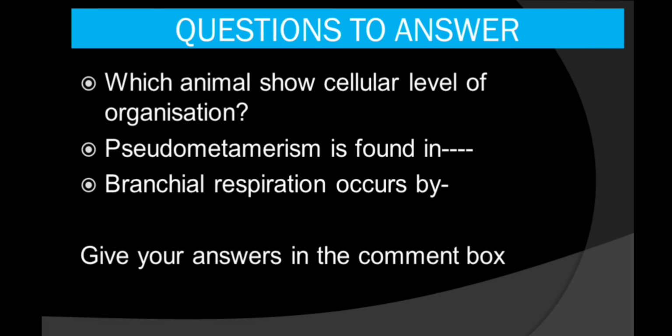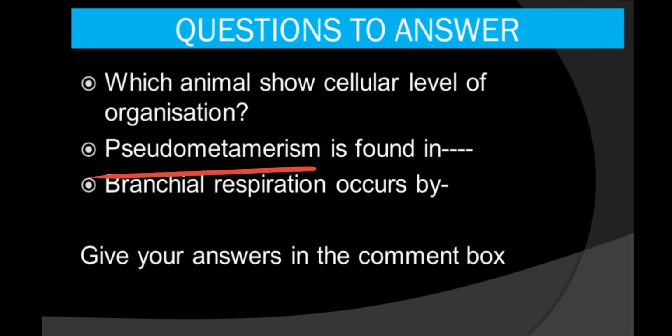So now here are a few questions for you. Please do answer, and please give your answers in my comment box. First question: which animal shows cellular level of organization? We have seen the levels of organization: cellular, tissue, organ, then organ system. So you have to tell which animal shows cellular level of organization.